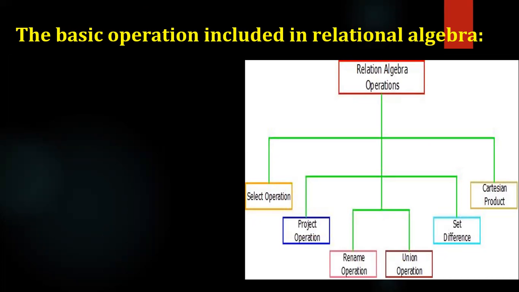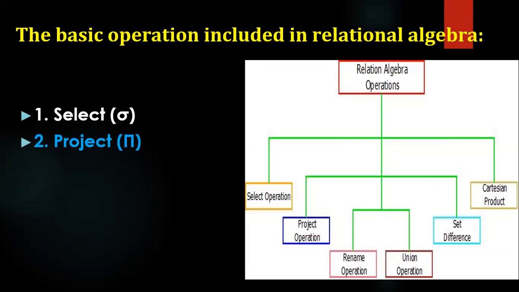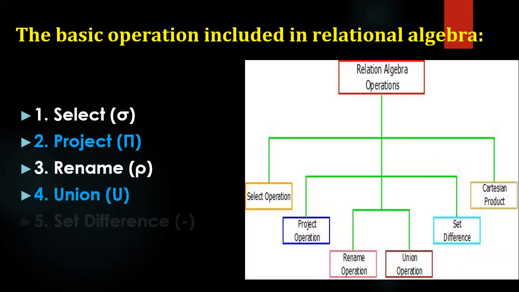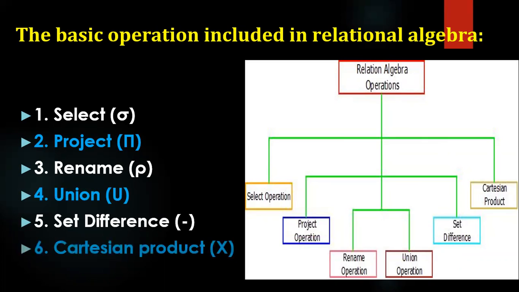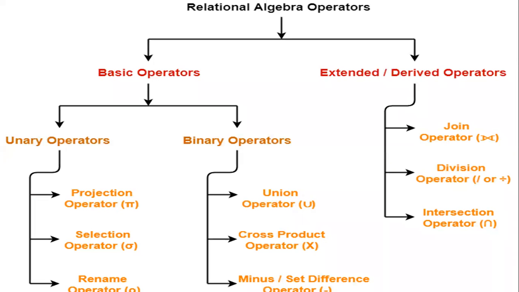Let's see what symbols we should use. For select, we use sigma. For project, pi. For rename, the rho operator. For union, the union symbol, for set difference the minus symbol, and for Cartesian product the cross mark. These are the notations we have to use for these operations in relational algebra. I have represented them in different ways so that you can remember the different operations.